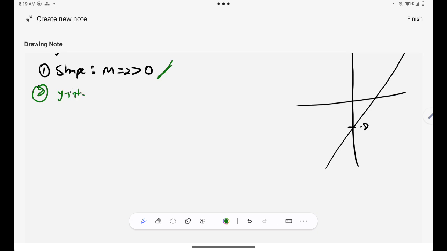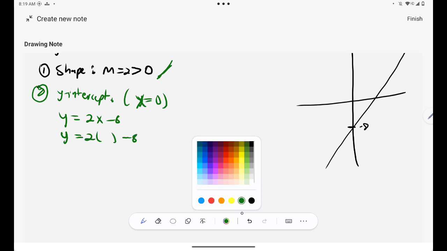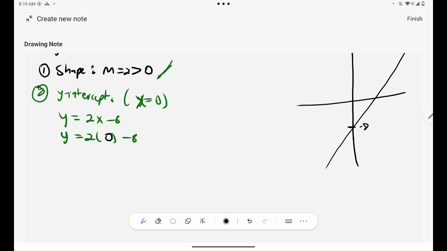And then number 2, y-intercept. I don't care what kind of a graph it is, make x 0, solve for y. I have y = 2x - 8, so y = 2(0) - 8. I said make x 0, solve for y. So y = negative 8. Here it is, negative 8.